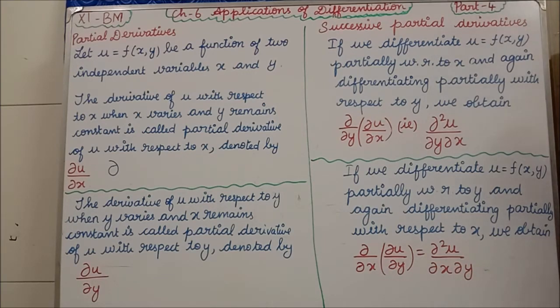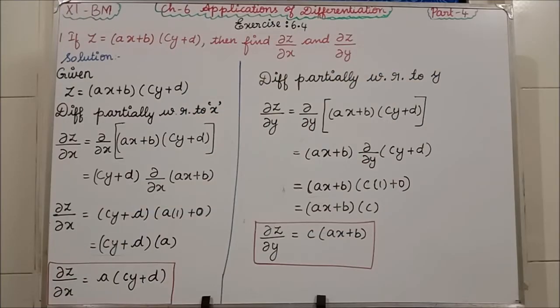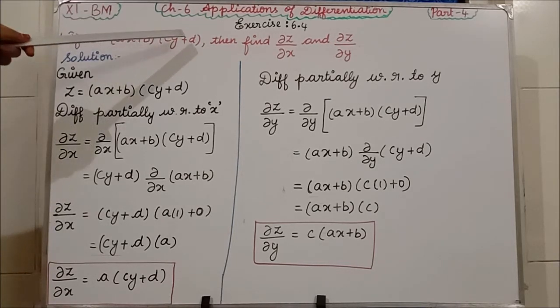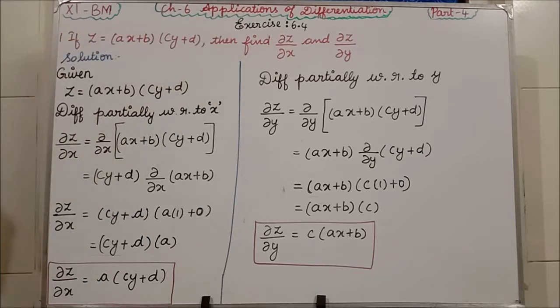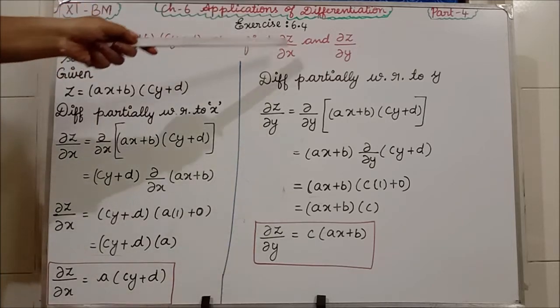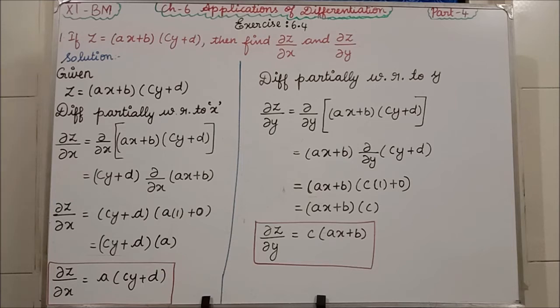Clear students? Now I think you will understand about 90%. When we solve the problem, you will feel this exercise is very easy. Now we'll start the exercise. Exercise 6.4, this is your first question. See the question: if z equal to (ax plus b)(cy plus d), then find dou z by dou x and dou z by dou y. We have to find the two values.